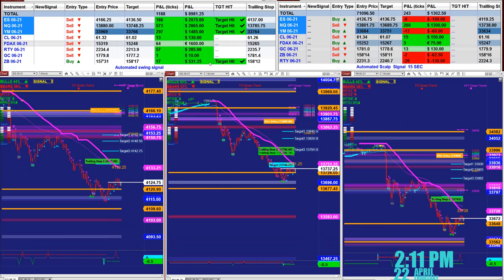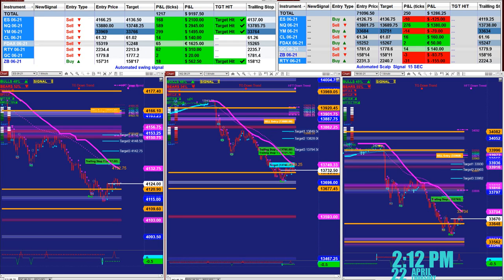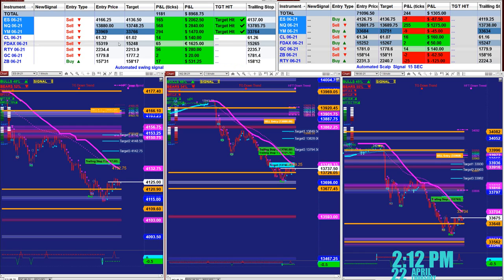We want to cover two different automated trades. This is the market analyzer in the upper left corner. As an example, we have the ES. We had a sell entry at 4166.25, target 4136.50, based on one contract, 164 ticks into the profit.